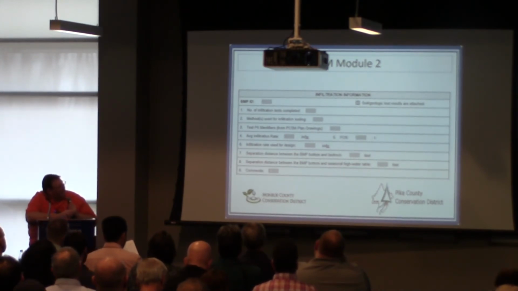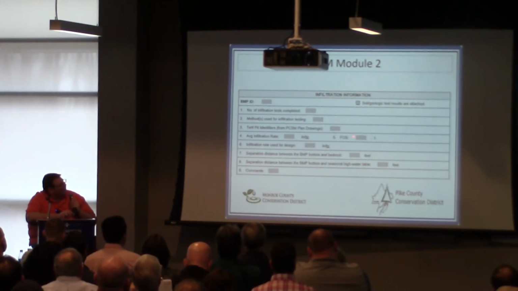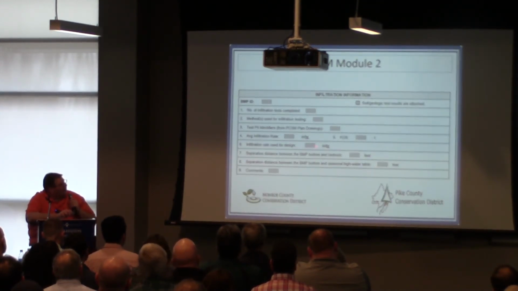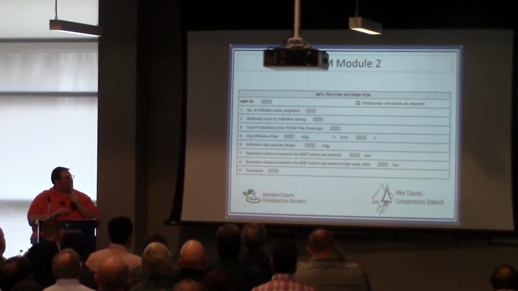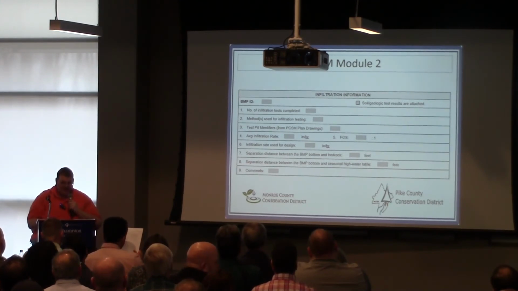Test pit identifiers, and again, you want to make sure that the test pit identifiers are consistent between what you're putting here and what you're showing on your plans. We see that quite a bit. Your average infiltration rate, your factor of safety, and then your infiltration rate used for your design will be here. And that should be consistent with your routings and other information that you're providing. And then if you have any particular comments that are germane to that particular infiltration testing or that BMP, this is the chance to provide those comments.